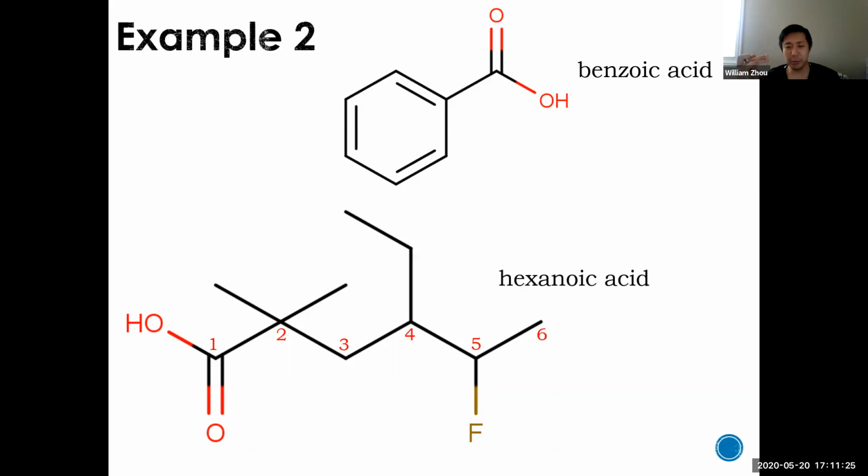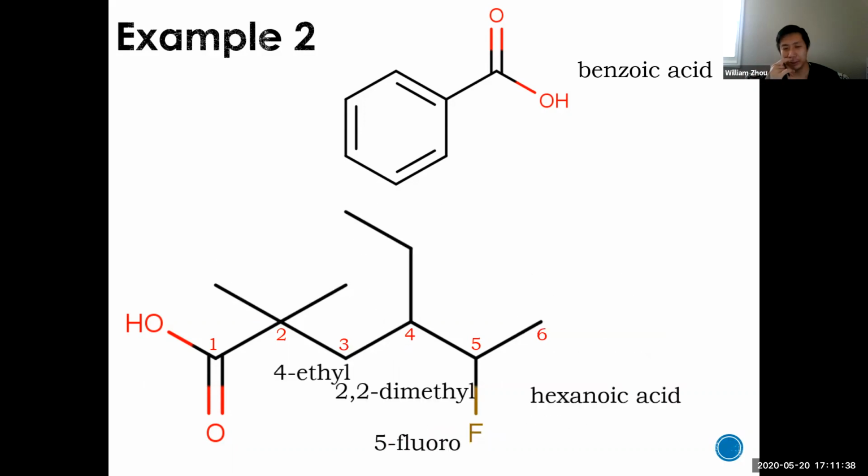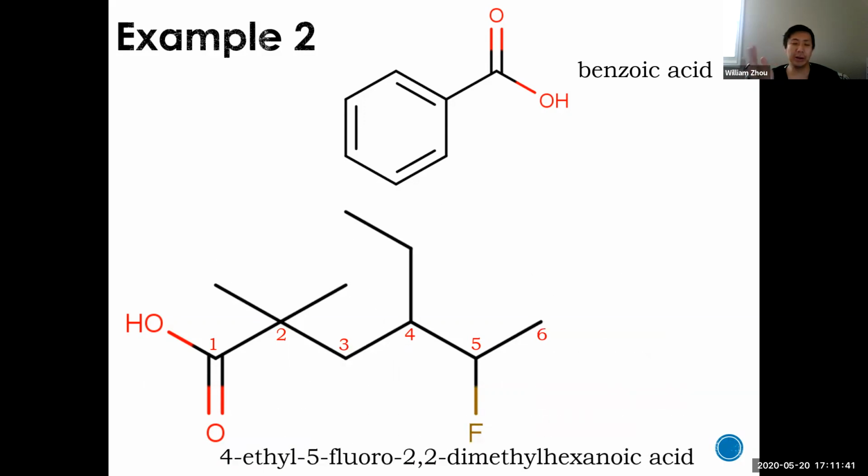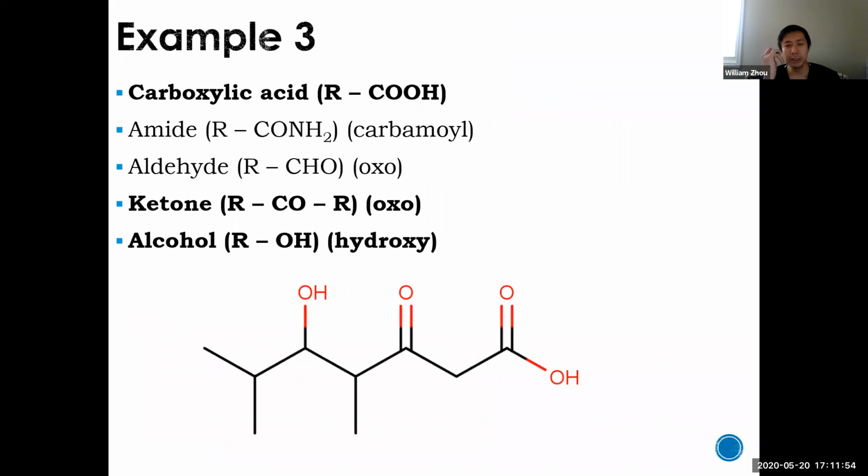And then you go for the substituents. You have a 5-fluoro, there is a 4-ethyl, and then there's 2,2-dimethyl. So putting everything together, so E before F before M, you would have 4-ethyl, 5-fluoro, 2,2-dimethyl, hexanoic acid. All right. Any questions regarding naming acids so far? All right, good.